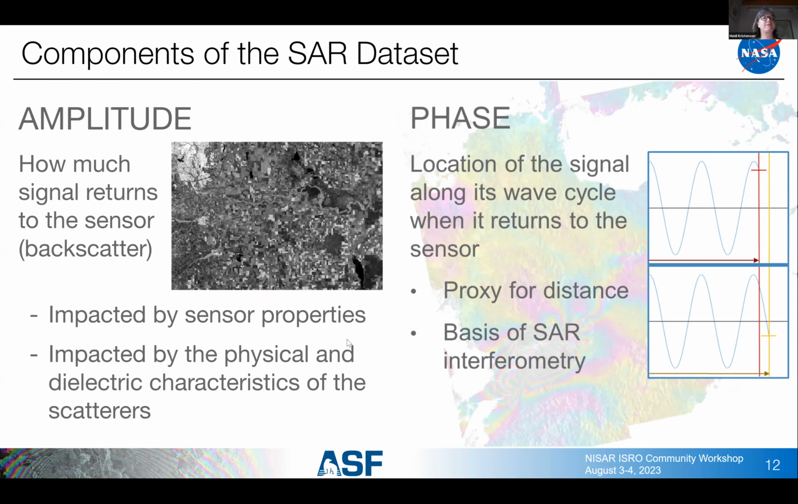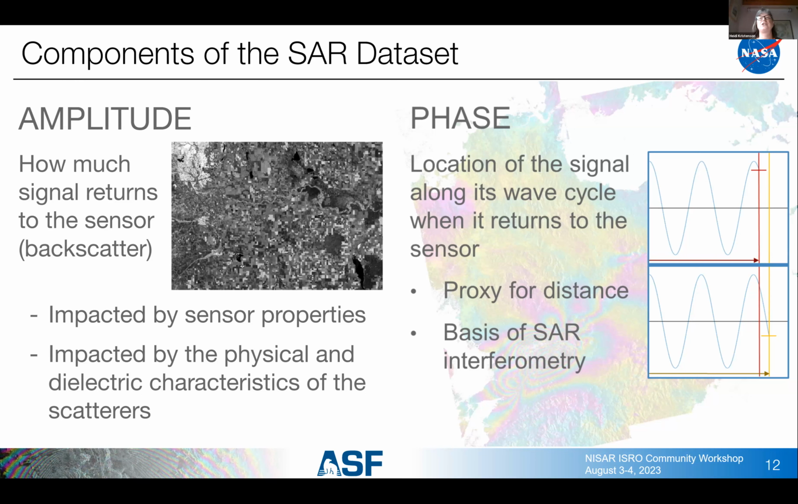There are two different components of the SAR data set, the amplitude and the phase. The amplitude is how much of the signal that's sent out actually returns to the sensor to be measured. That's also called backscatter or intensity. The amount of backscatter will be impacted by both the sensor properties, but also the physical and dielectric characteristics of the scatterers on the Earth's surface. For most of this introduction, I'll be focusing on the amplitude part of the data set and the actual imagery, whereas Forrest will be focusing more on the phase.